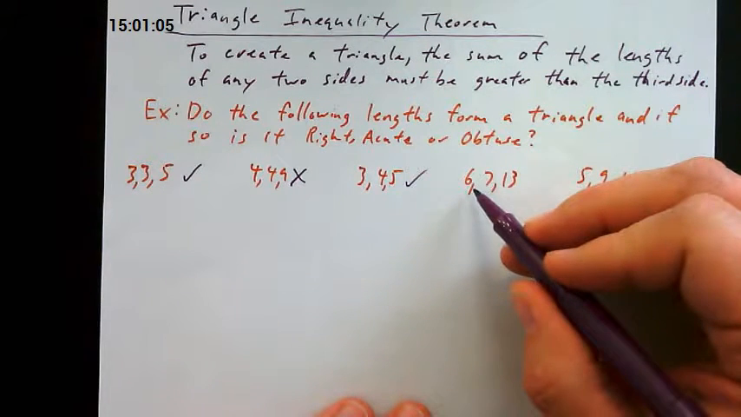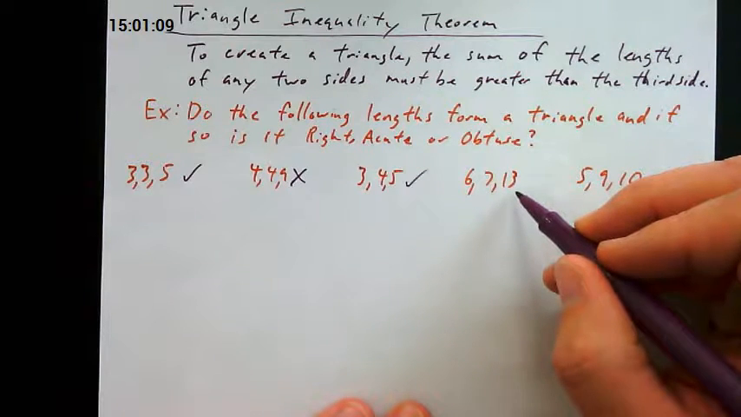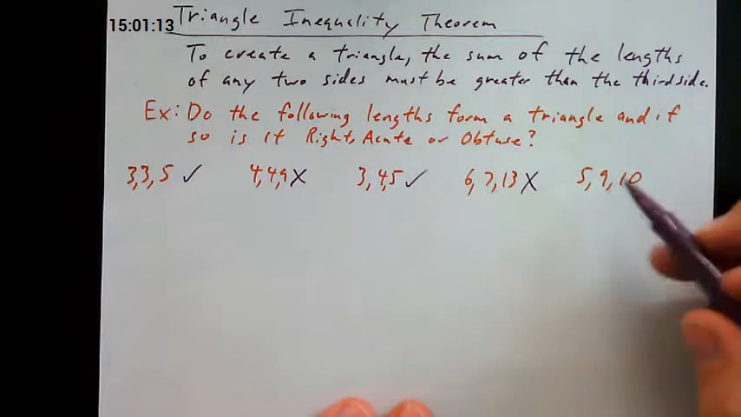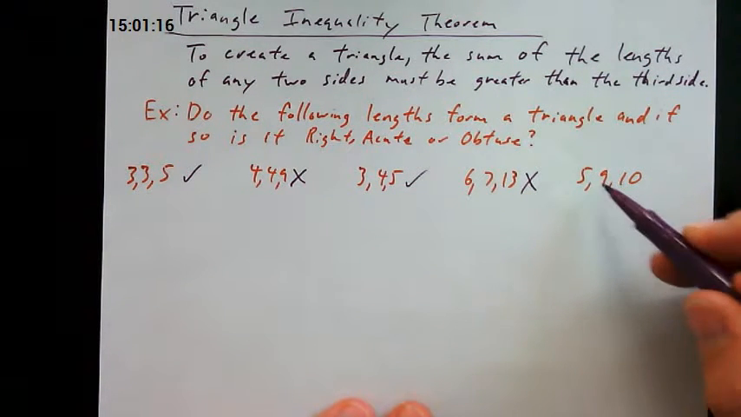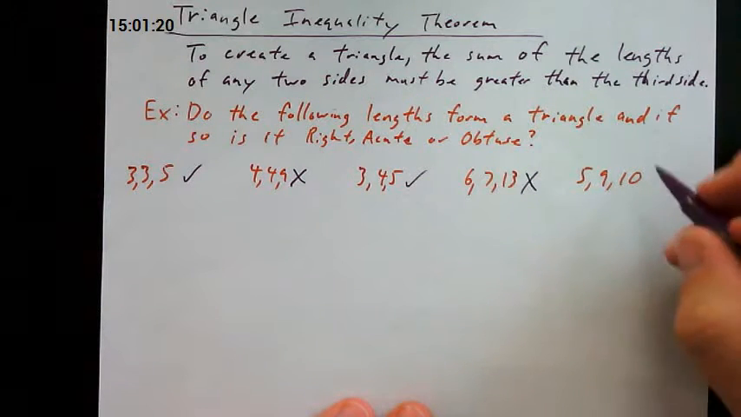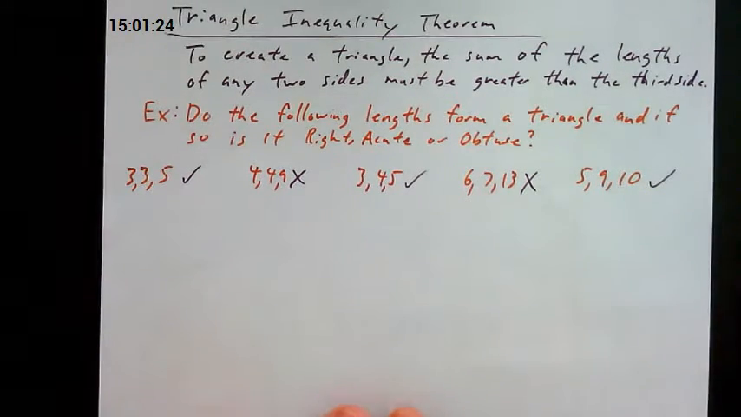I just made a 4, 4, 9. 6, 7, that equals 13. It's not greater than 13, so that's not a triangle. Oh man, I'll make a triangle right now. 5, 9, and 10. Those two add up to 14. That's greater than 10, so that's a triangle.